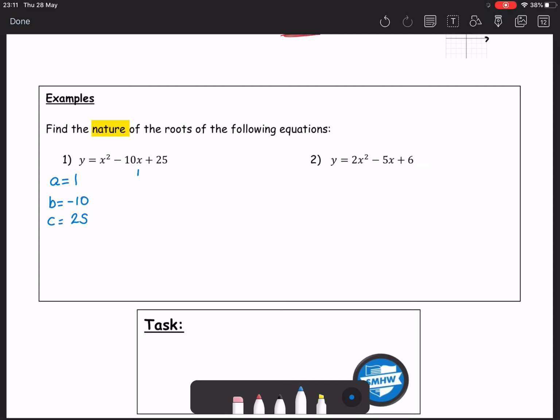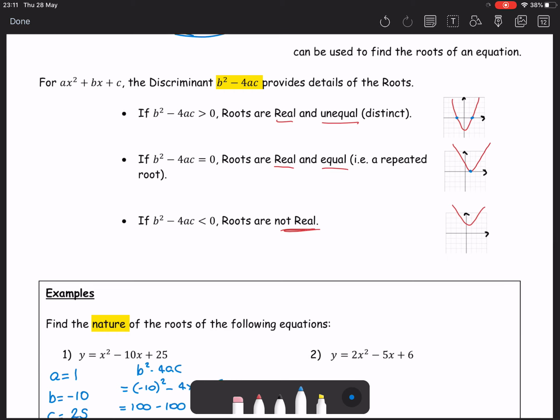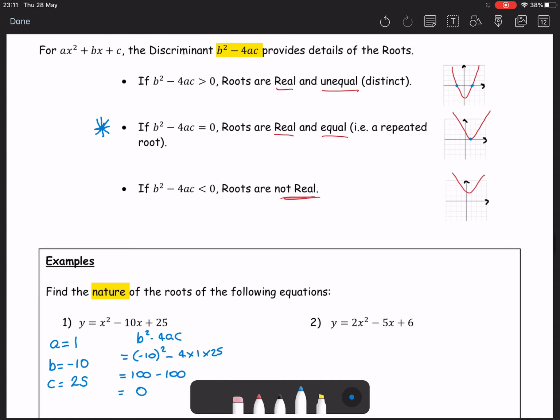So if I was to work out b squared minus 4ac, minus 10 squared minus 4 times 1 times 25, 100 minus 100 is equal to 0. So my discriminant is equal to 0. Looking up, then it would be this middle option. So my roots are real and equal.